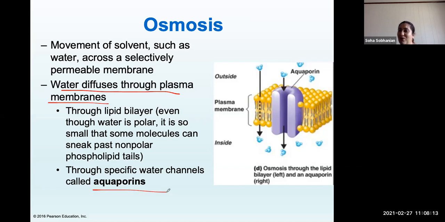Can anybody break down the word for me? Aqua means water, and what does the second part of the word remind you of? Pores, right? Holes, openings, so a small pore. So aquaporin literally means water holes or water openings or water pores that allow the water to get in and out. So remember, aquaporin is another key word in terms of you understanding the process of osmosis.